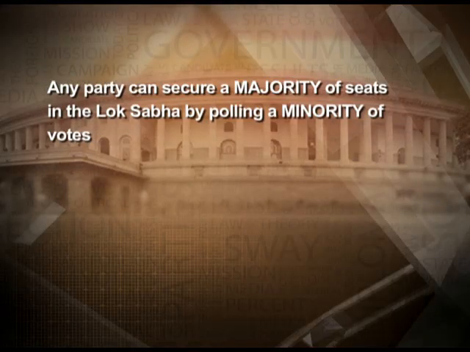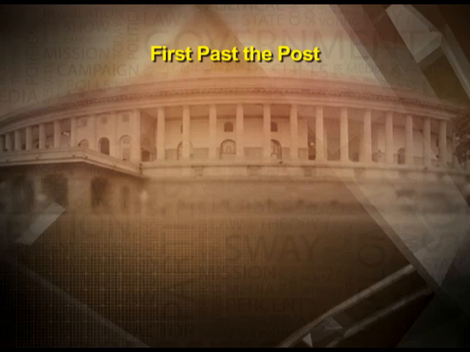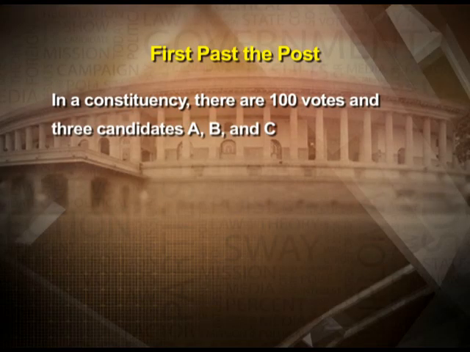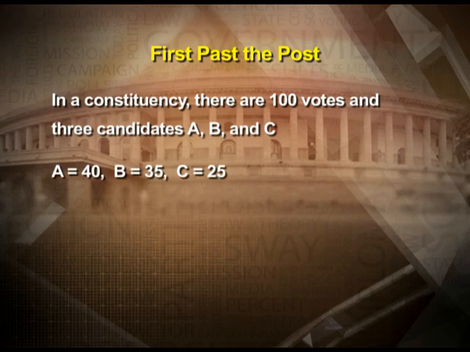Now, one thing let me tell you: a party or a candidate can secure a majority of seats in the Lok Sabha, but they can win by polling a minority of votes. Let me explain the first past the post system in greater detail. Suppose in a constituency, whether Lok Sabha or Vidhan Sabha, there are only 100 votes and there are 3 candidates, A, B and C. A gets 40 votes, B gets 35 and C gets 25.